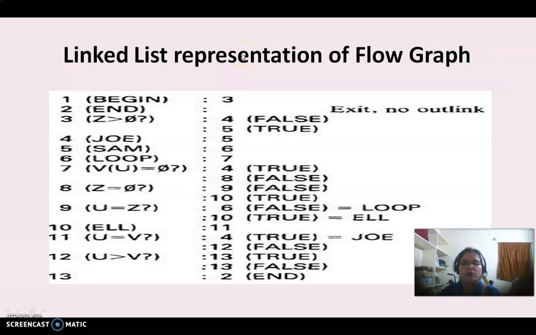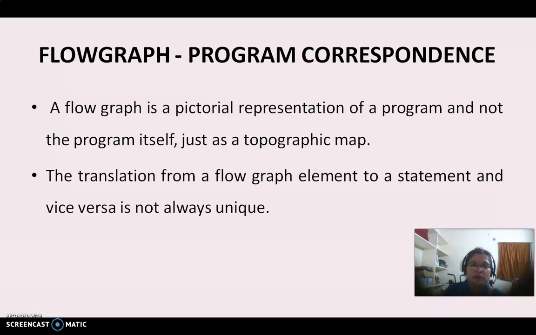For true values and false values, how they are going, we are going to represent in the form of the linked list representation. So what is the meaning of the linked list representation? You list out first all the nodes, and to which they are connected, you represent in the form of a linked list. The connections will be represented in the linked list. So your control flow graph is also represented in the form of a linked list like this. This is called the linked list representation of the flow graph.